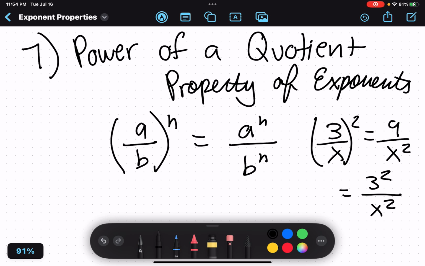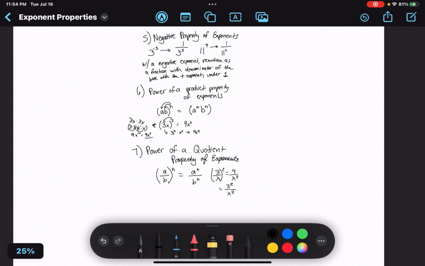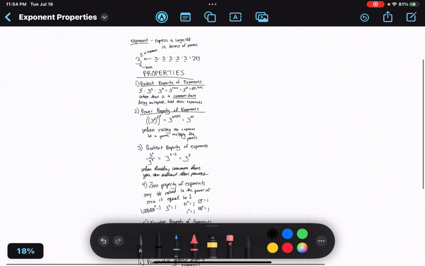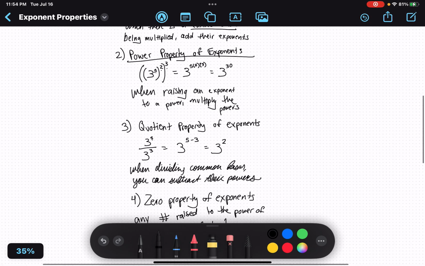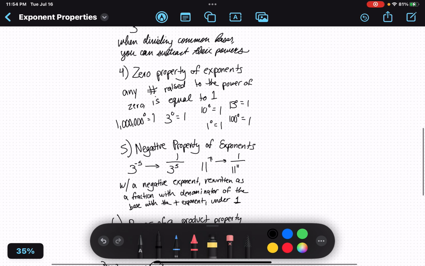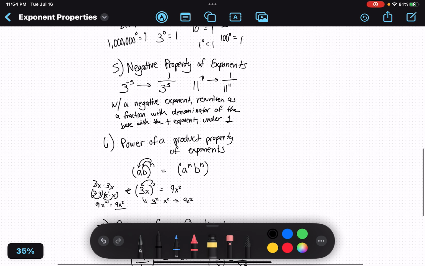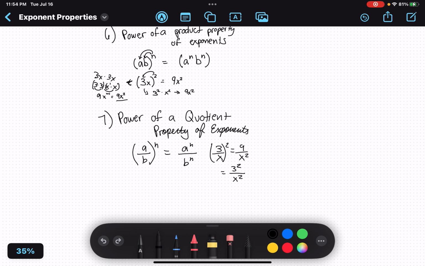So in this video, we went over 7 exponent properties. Those are the product property, the power property, the quotient property, the zero property, the negative property, the power of a product property, and the power of a quotient property of exponents. They describe how we can use exponents to simplify algebraic equations and how they can be useful in interpreting negative exponents and zero exponents.